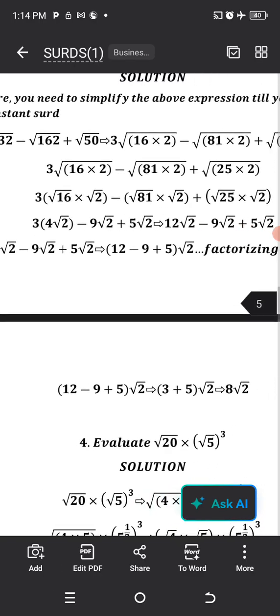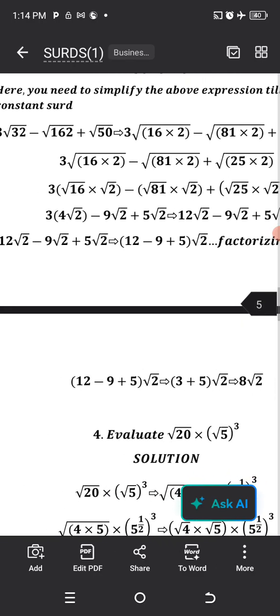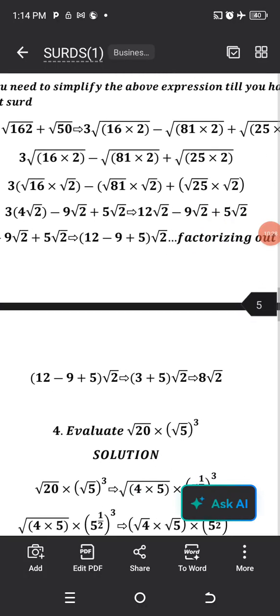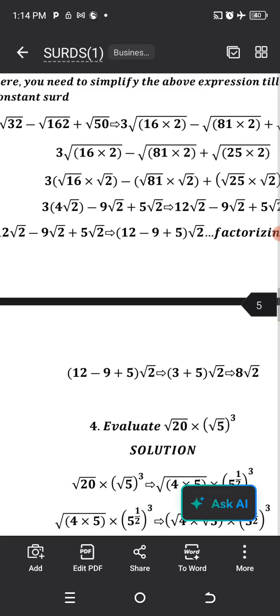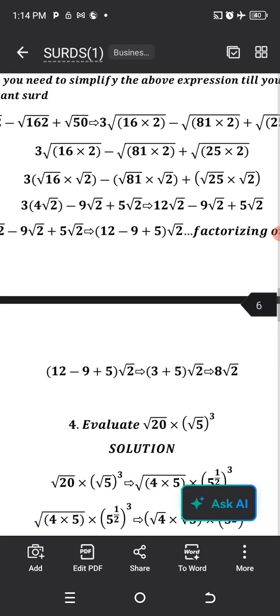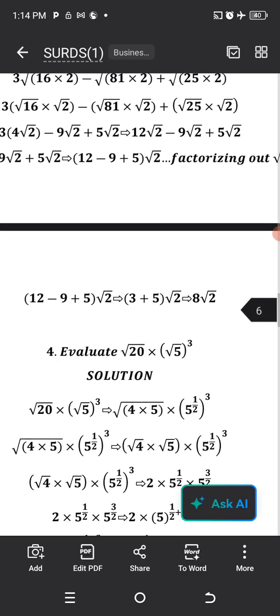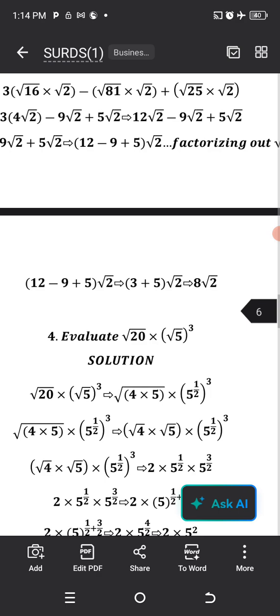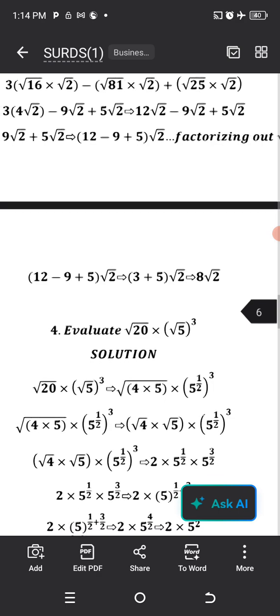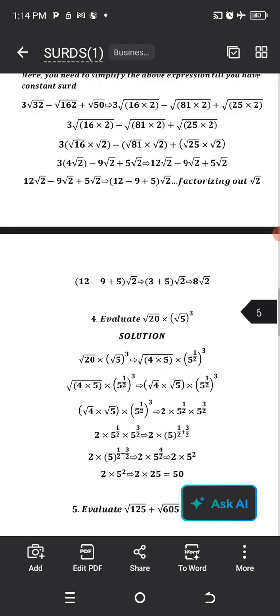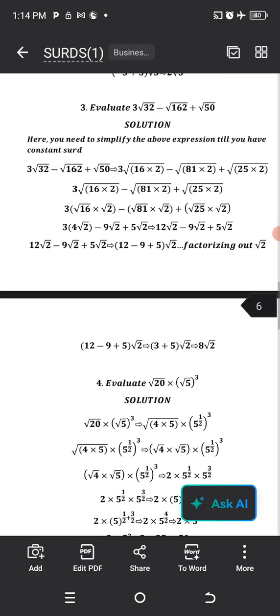So after this, once you're having a constant surd, you can factorize out the constant surd. So this expression here will now be what? Factorizing out the constant surd, we have inside parentheses 12 minus 9 plus 5. So 12 minus 9 is what? Starting from the left is 3. And 3 plus 5 is what? Is 8. That's why you'll be having 8 root 2. Sure you get now. Let me just zoom out so that you can have a better view.